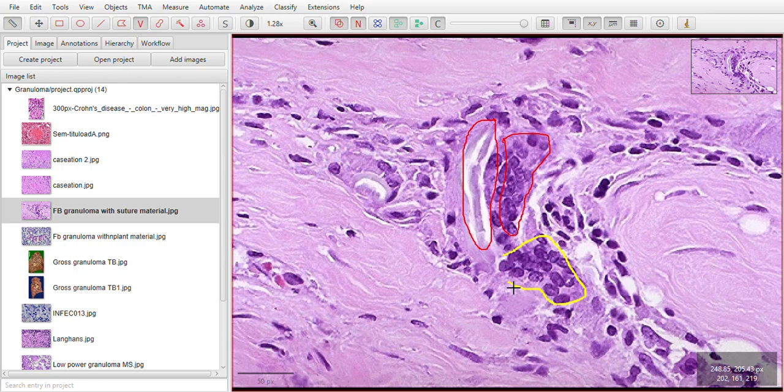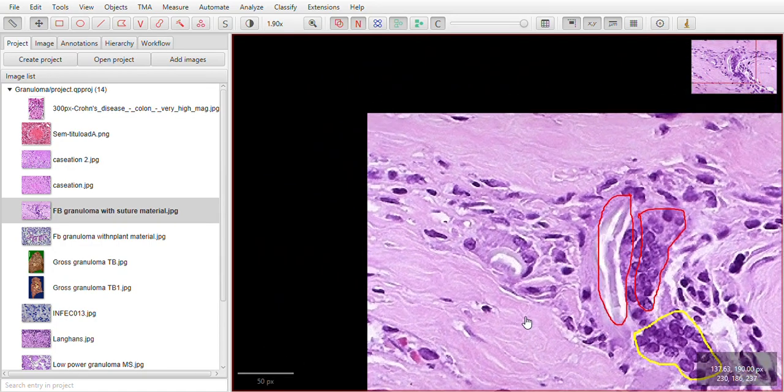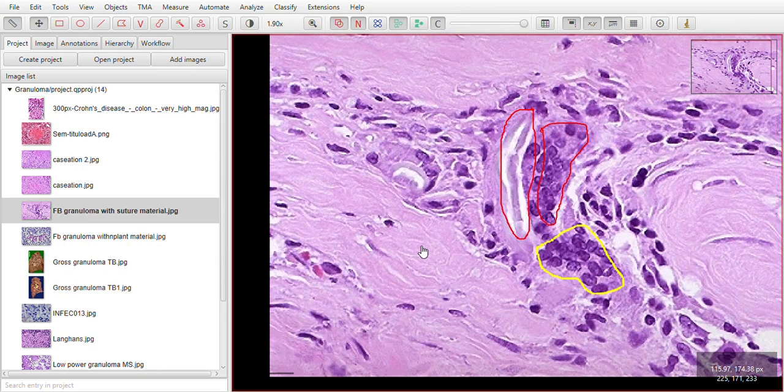Now this giant cell does not have peripherally arranged nuclei. These are haphazardly arranged nuclei. So this is a very important identification point for foreign body type of giant cells. Basically, this is a granuloma with a foreign body material and giant cells.